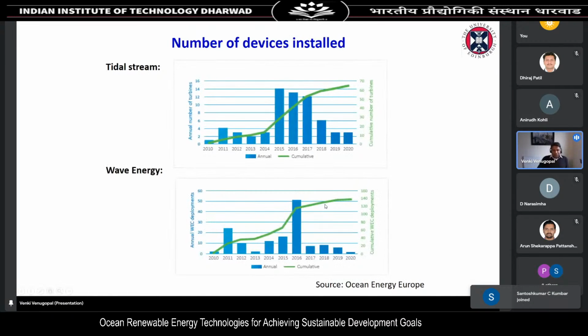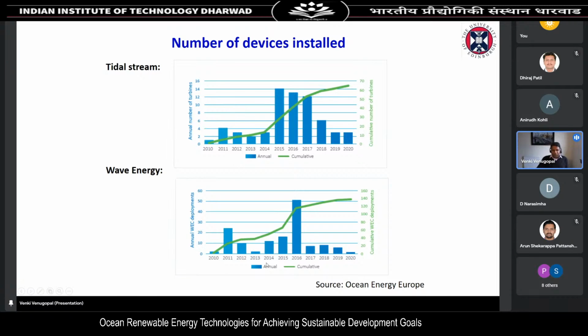And if you look at the number of devices installed, the tidal stream so far reached about 14 devices in the year 2015 or 2016. And now the number has come down. I don't want you to think there is any issue with it. It is nothing, it's just the COVID conditions. And in the future, I hope there will be more devices added to this.